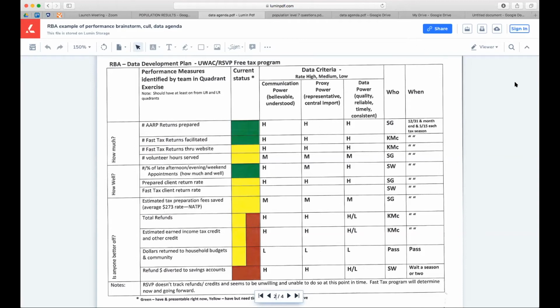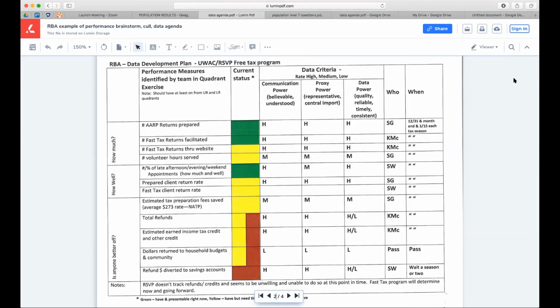What does the H/L mean? Maybe you said this, but I don't know. That's a high-low. And so this is why we had some people who felt really strongly, and we didn't get to consensus on that one. And that became a data agenda item that we were going to pilot and see what happened.